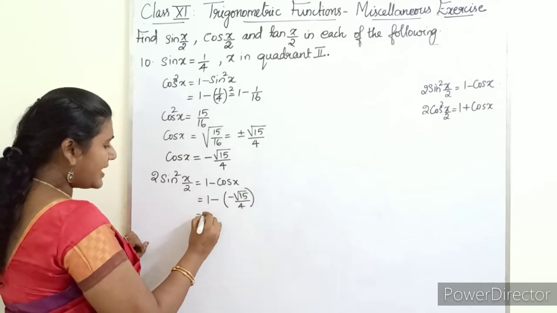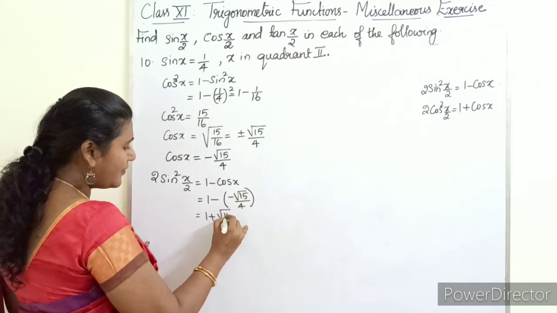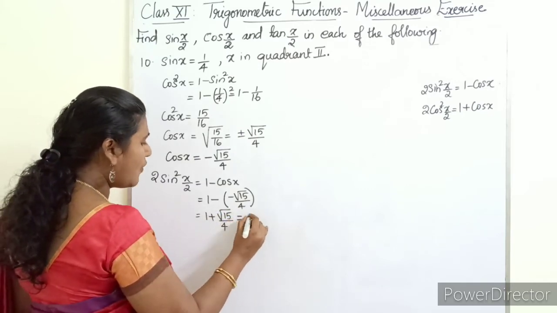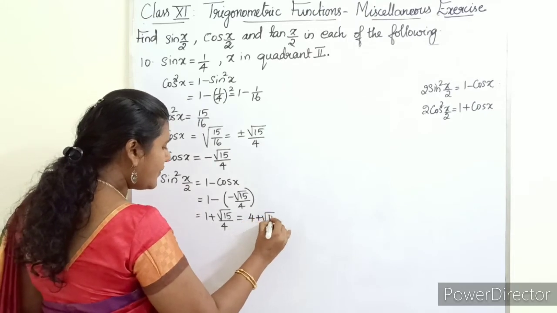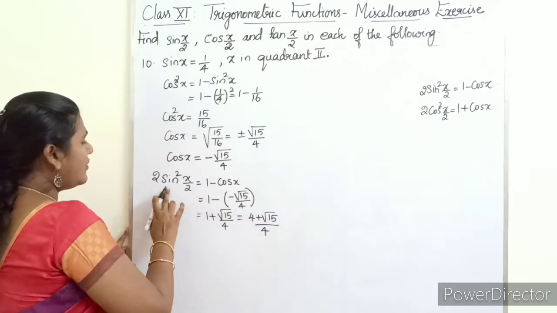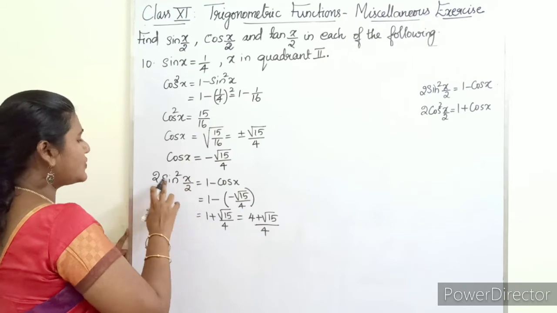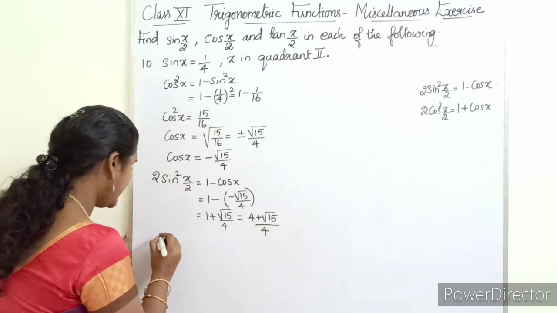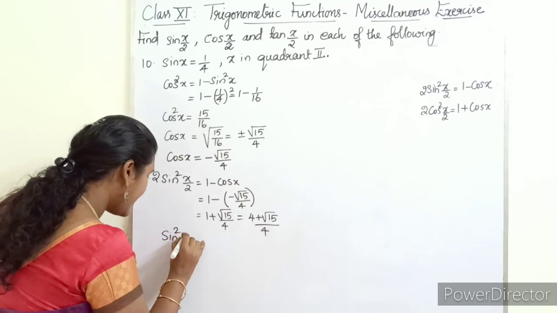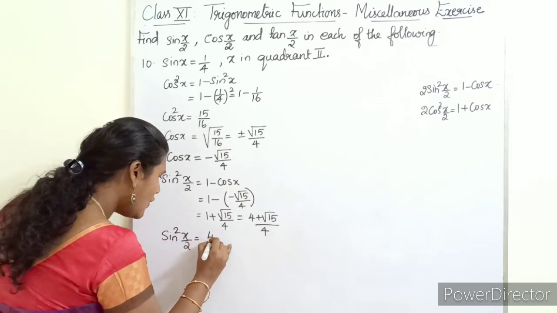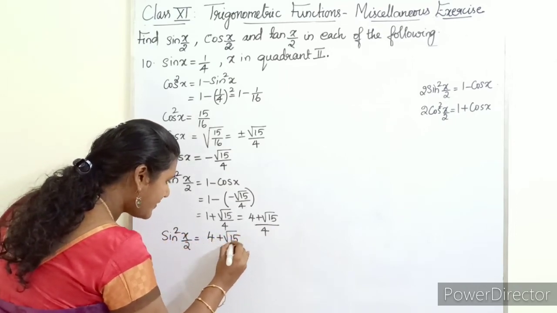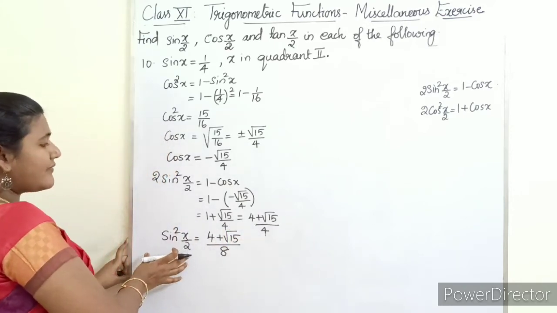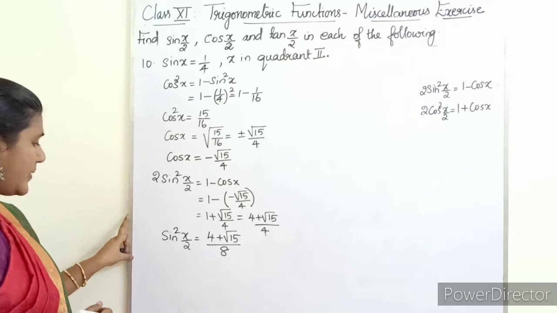So we will simplify here, that is (1 plus root 15) by 4. 4 we will take as LCM. So (4 plus root 15) by 4 is the value of 2 sin square x by 2. So we will bring this 2 to the right side, so it will come in the denominator. So sin square x by 2 is equal to (4 plus root 15) by (2 into 4), that is 8. So this is the value of sin square x by 2.